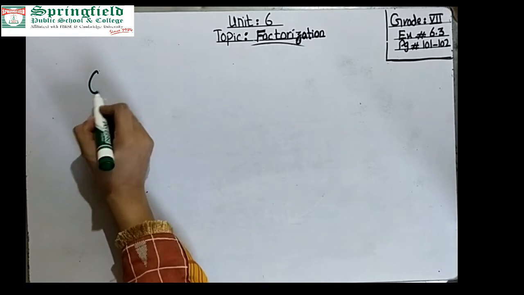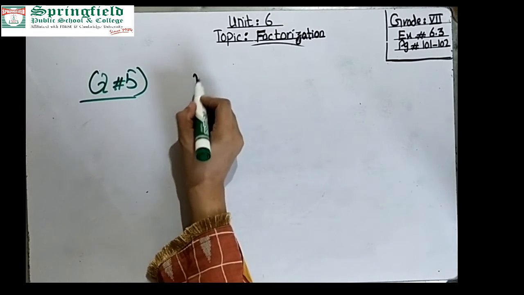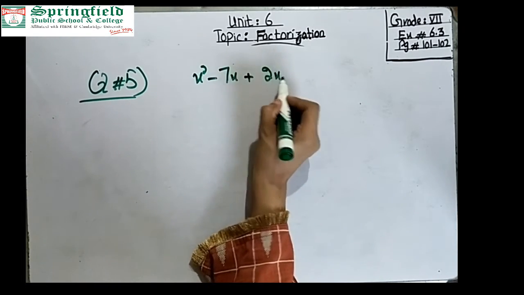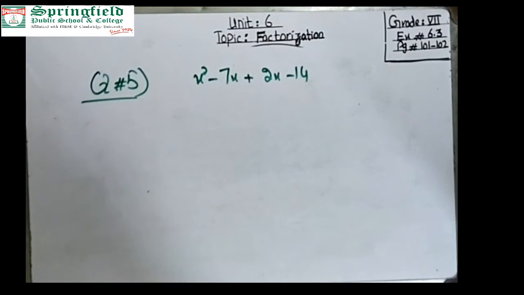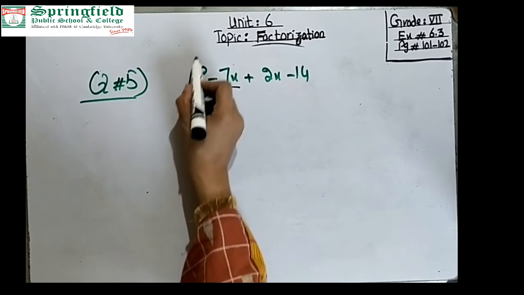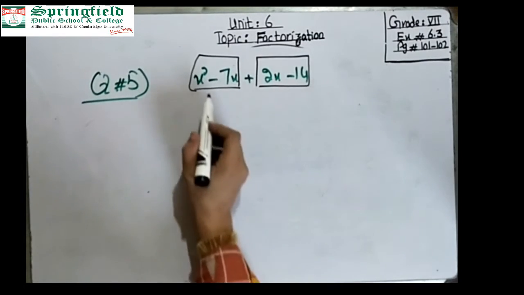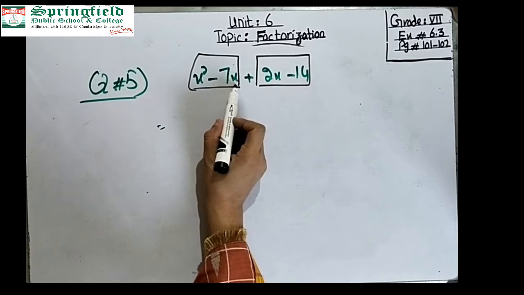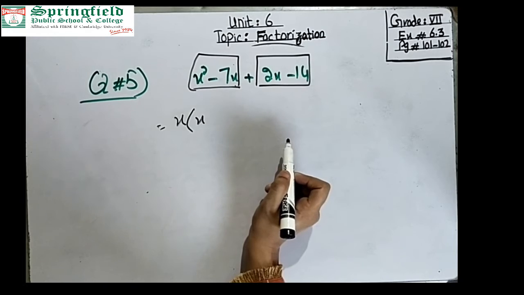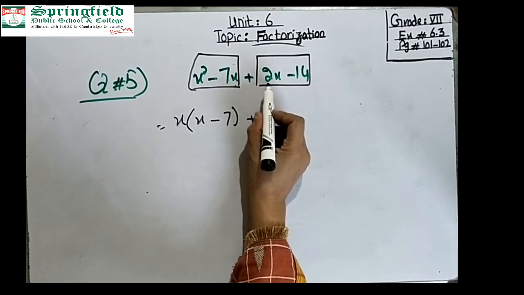Now come to question number 5: x square minus 7x plus 2x minus 14. First we will check the first 2 terms. Can we make the group of the first 2 terms and the next 2 terms? Look here, x and x is common in both the terms. So just x is left inside the bracket, minus 7, plus 2x and minus 14.